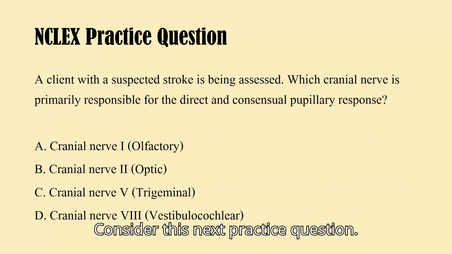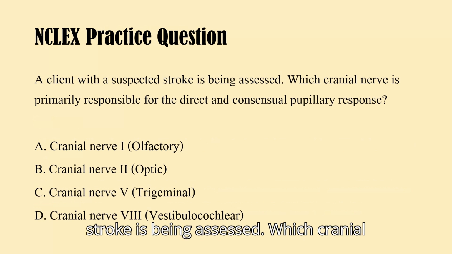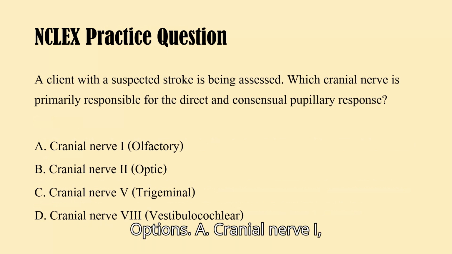Consider this next practice question. Scenario: a client with a suspected stroke is being assessed. Which cranial nerve is primarily responsible for the direct and consensual pupillary response? Options: A. Cranial nerve 1, olfactory. B. Cranial nerve 2, optic. C. Cranial nerve 5, trigeminal. D. Cranial nerve 8, vestibulocochlear.